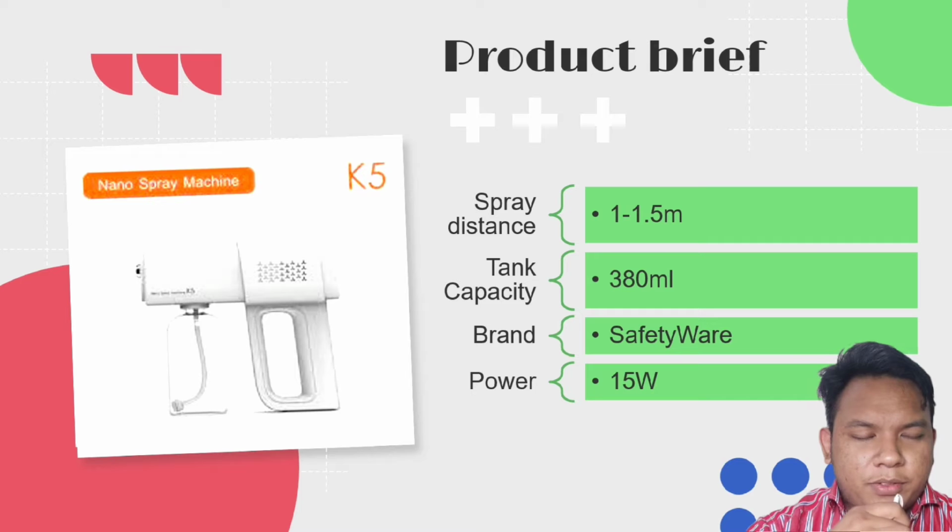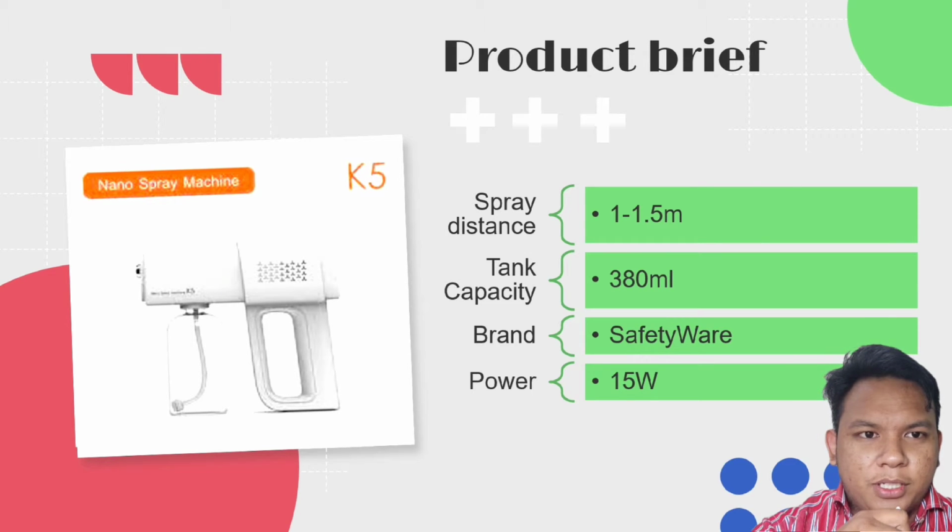Okay, for the product briefing, the name of this product is the K5 Nano Spray Machine. It's kind of new in this era because of COVID-19. Based on the specification, this product can spray at a distance of 1 meter to 1.5 meters, depending on the mode. The maximum tank capacity is 380 ml, and the motor power is 50 watts. And the main thing is that it is from Safety Wear.